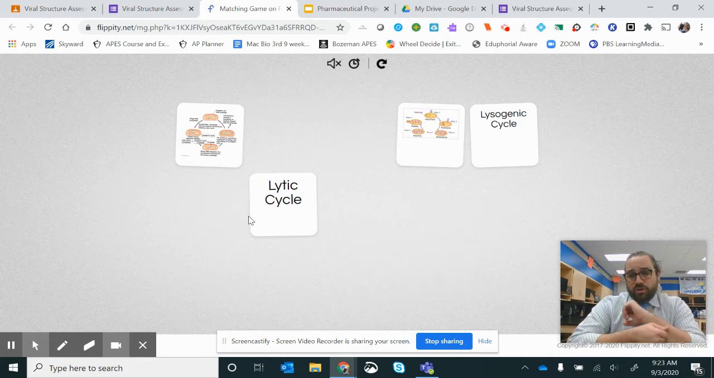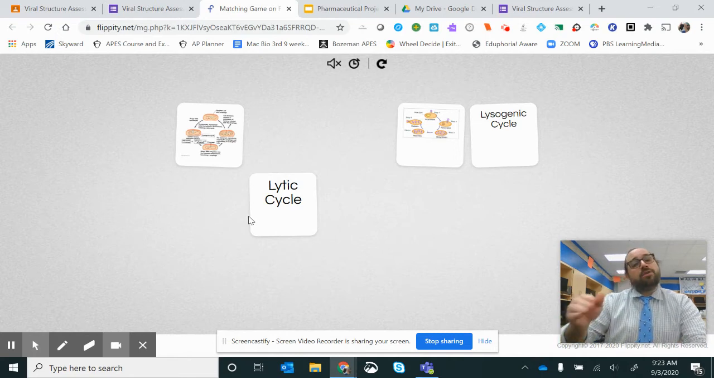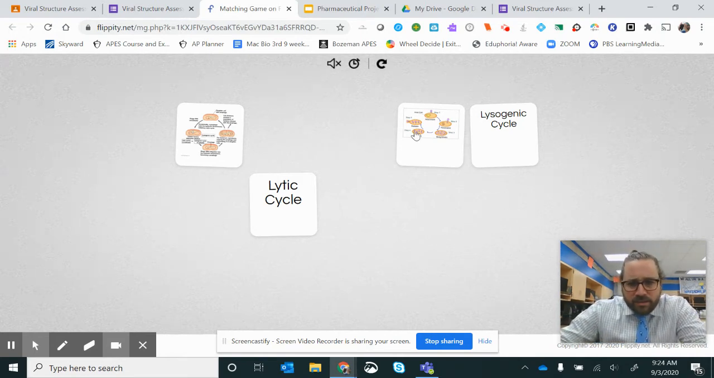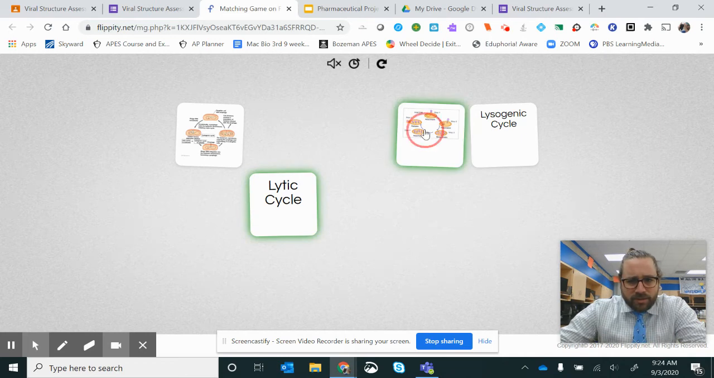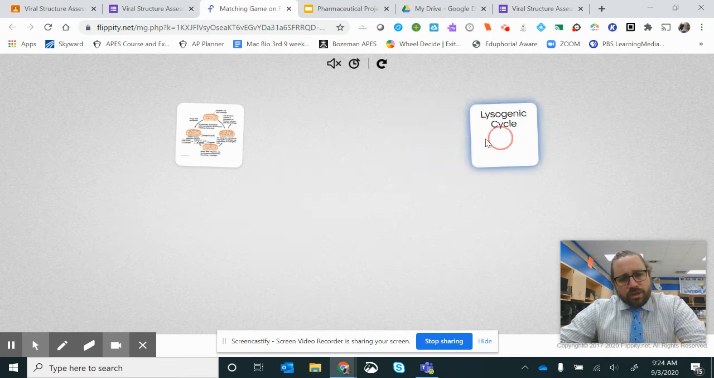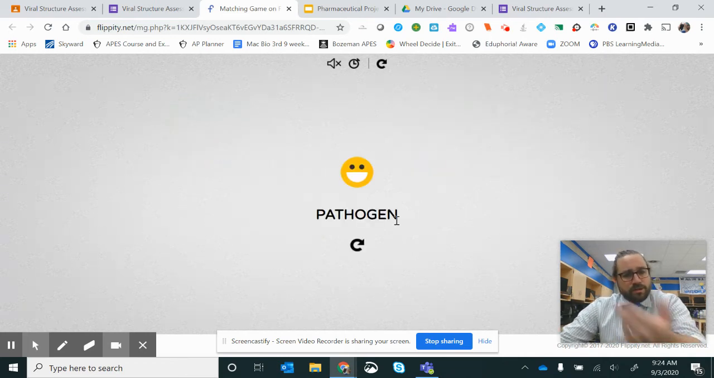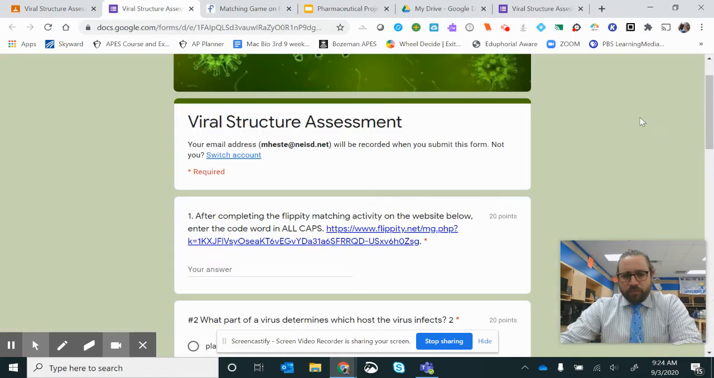Lytic cycle, lysogenic cycle. That's the one that's toughest for students. Lytic is fast. The virus infects the host with its genes, and all of a sudden the host cell is a virus-making factory, and it happens real fast. Lysogenic is longer. It takes longer. The virus genes can hide out inside, so it's more complex. The lytic cycle is actually pretty easy. The lysogenic cycle is actually like two cycles in one. So cool, you did that, and you got your password.